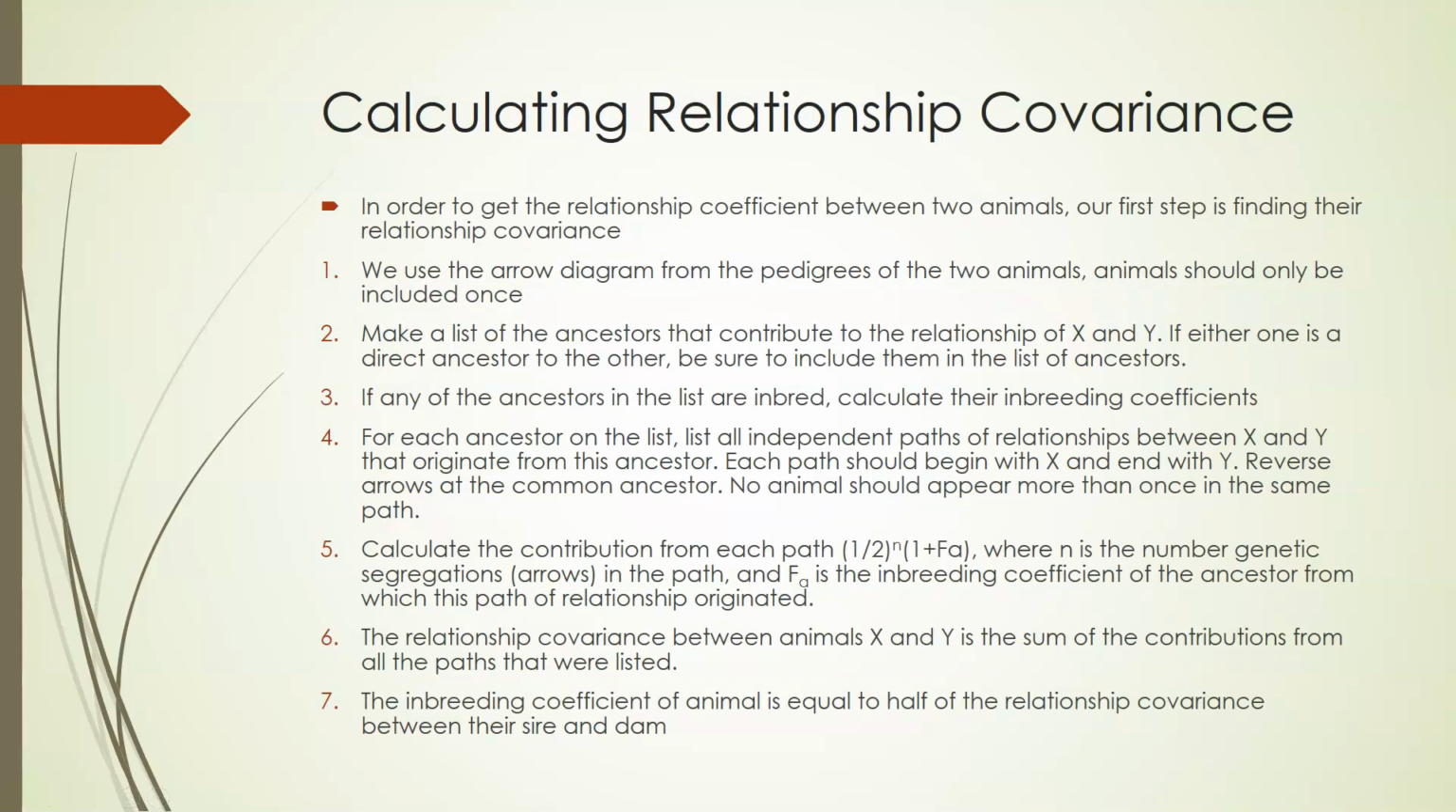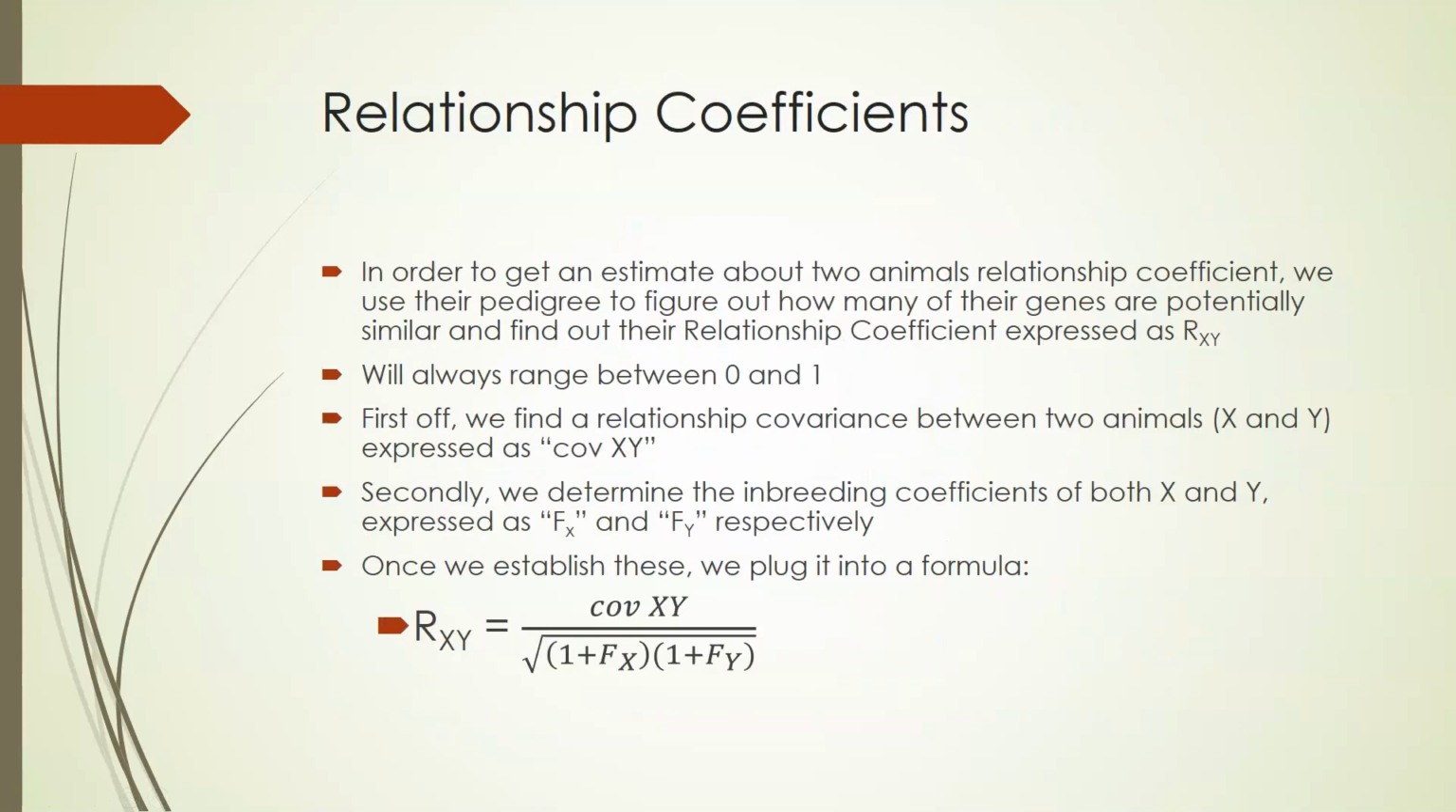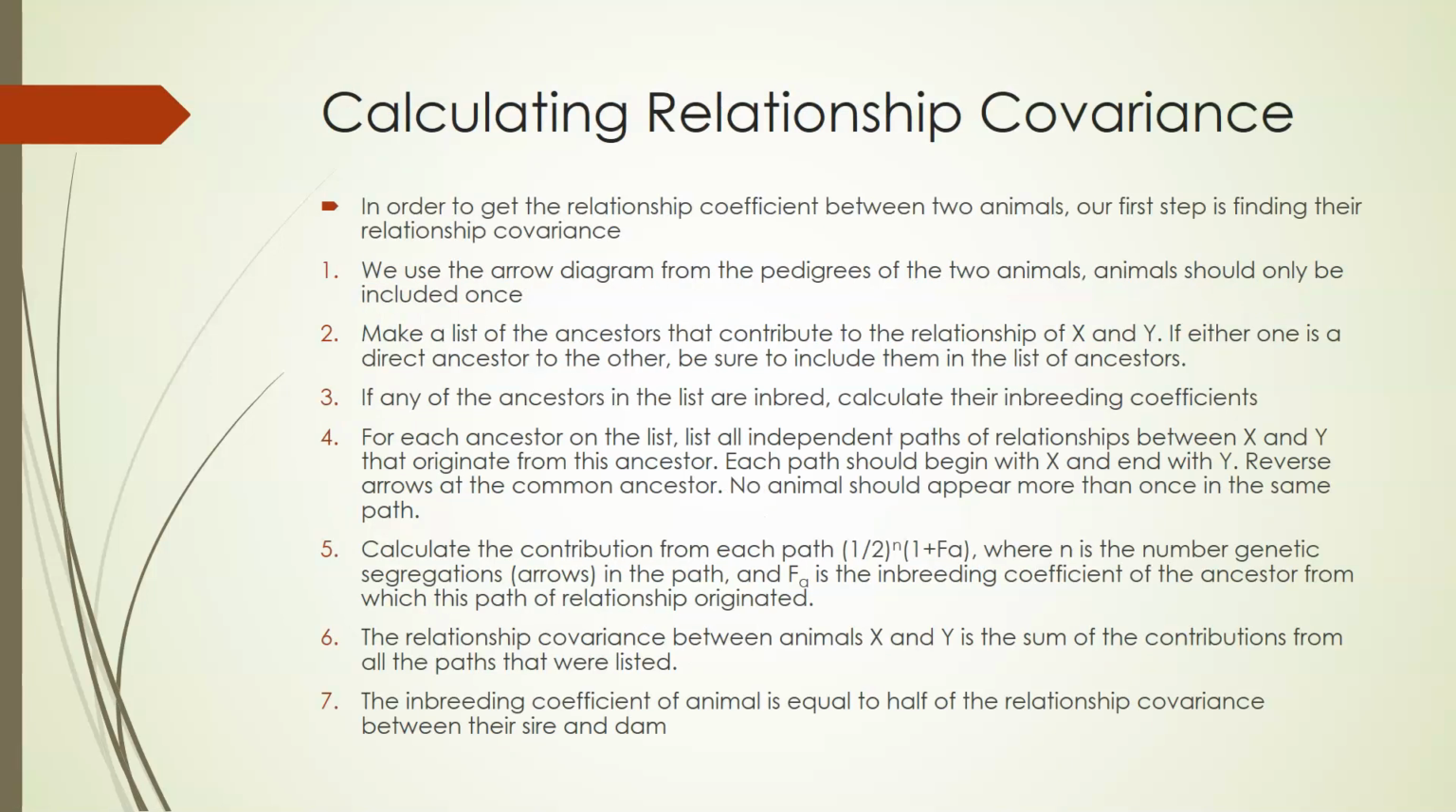Okay, so in that top, we have the relationship covariance of x and y. So how do we get that? Here's a whole bunch of steps. I actually break out each of these steps, so please don't worry. But if we want to even get the relationship coefficient, our first step has to be to find those two animals' relationship covariances.